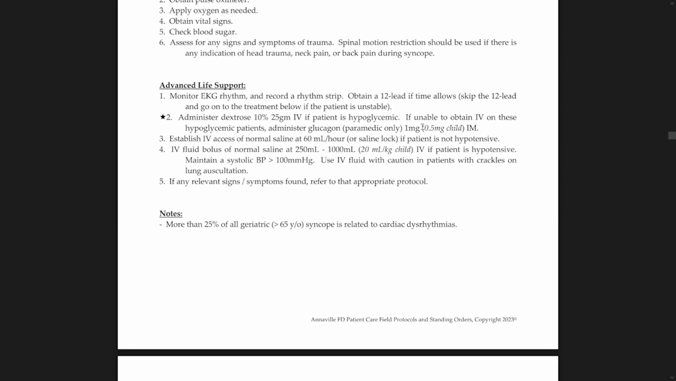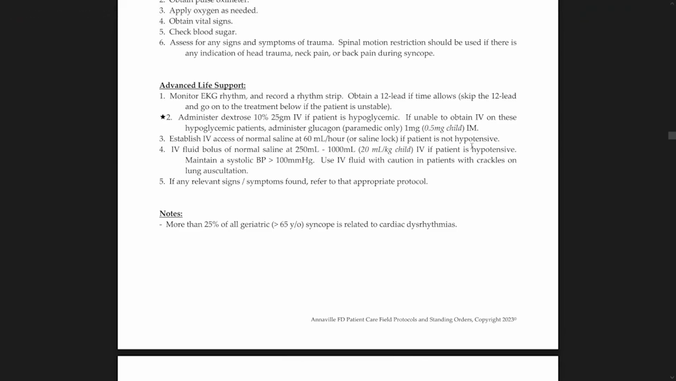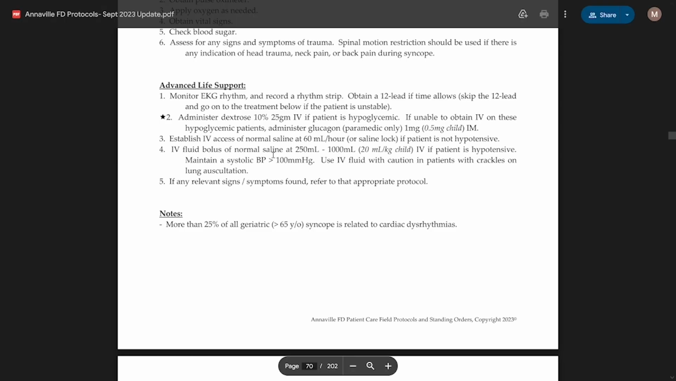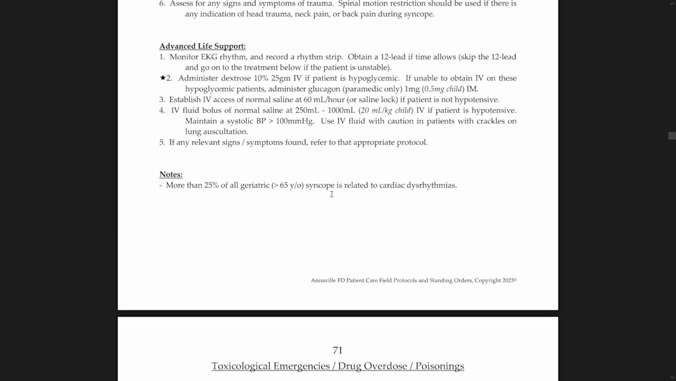Establish IV access of normal saline at 60 mLs per hour or a saline lock if the patient is not hypotensive. If they are, though, you can administer 250 to 1,000 milliliters, or 20 milliliters per kilogram for a pediatric patient, and maintain a systolic blood pressure greater than 100 millimeters of mercury. Use IV fluids with caution in patients with crackles heard on lung auscultation. If any relevant signs and symptoms are found, refer to the appropriate protocol.